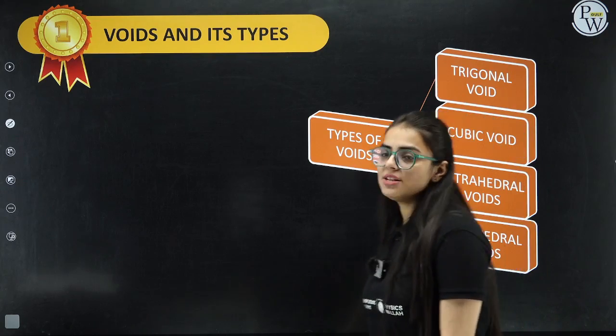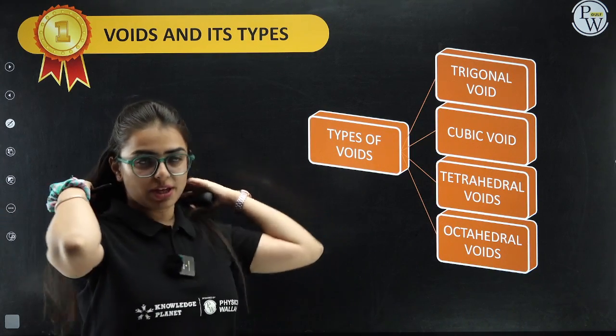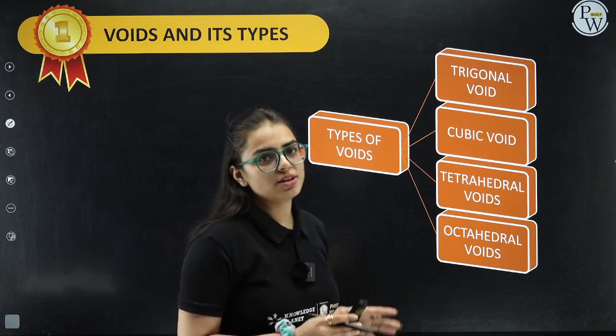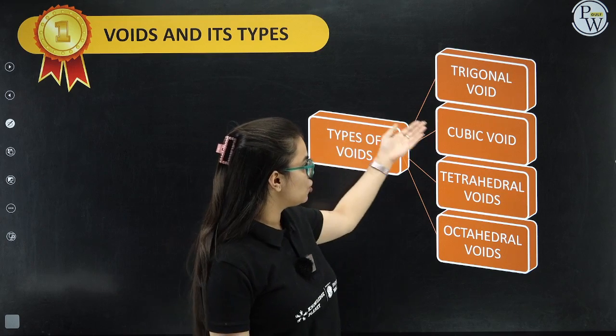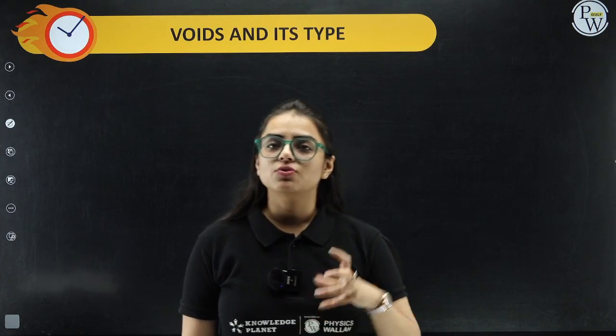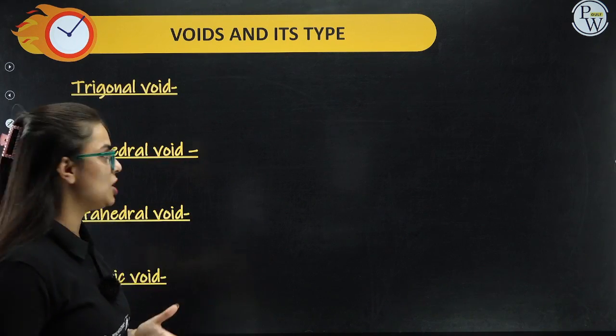Now comes voids and its types. See, we classify voids. Voids are what? Voids are the empty space that are found when atoms are packed close to each other. There are 4 kinds of voids. One is trigonal void, second is cubical void, third is tetrahedral, fourth is octahedral voids. So one by one, students, we are going to understand about voids. If you want to write voids, this is an empty space found when atoms are placed close to each other.